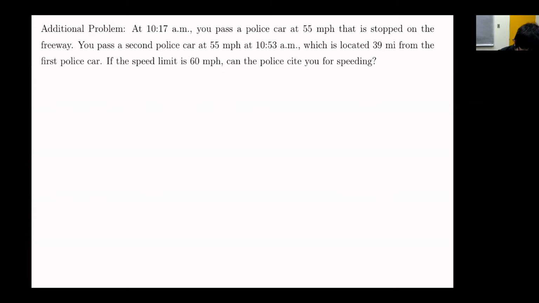Now let's continue with this additional problem. This is a word problem related to the dynamic understanding of the mean value theorem. The problem states as follows.